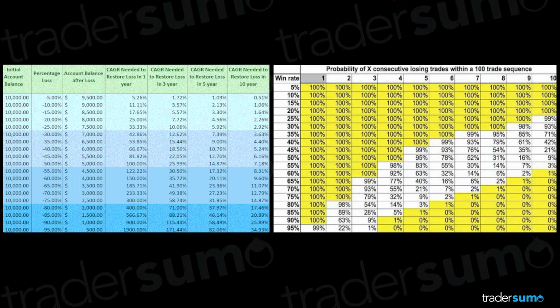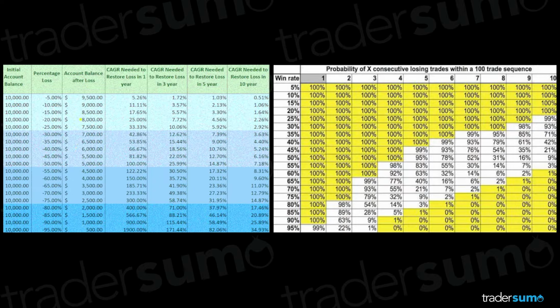And you might have seen these type of charts. I just Googled them, and it's pretty common knowledge. But if you're new, or if you just haven't really thought about it, I think this will help you. Essentially, we're looking at an account balance of 10,000, and it's a chart on the left here that's showing you the percentage loss. They've got it broken down into 5% increments, all the way down to losing 95% of the account.